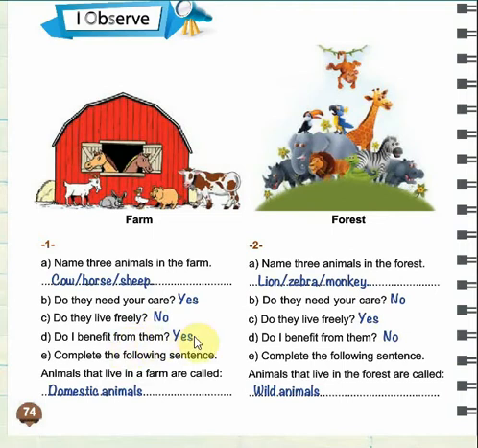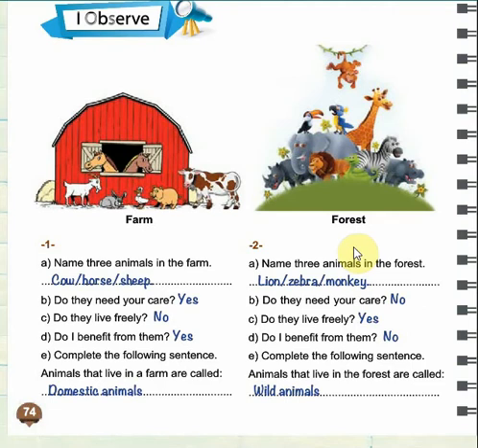Okay, as I told you, we can benefit from their meat, from their milk, from their wool. Okay. Animals that live in a farm are called domestic animals. So now you should know that these animals that live in the farm, we can call them domestic animals, which means the tame animals.